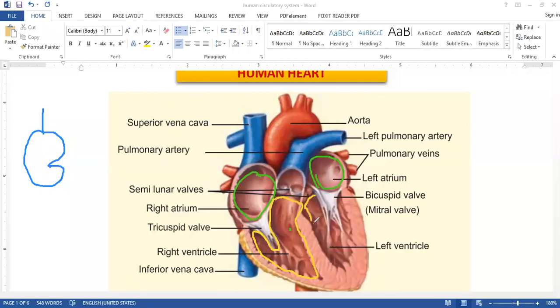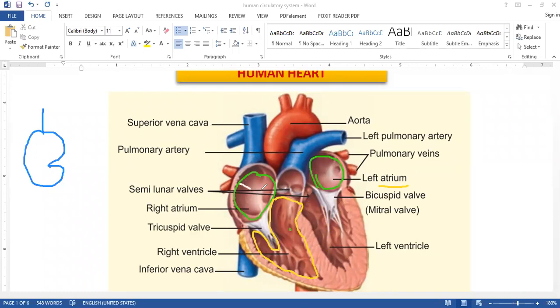And here I can draw. This is another chamber. So there are 4 main chambers in the human heart. The upper chambers, the chambers present above, can be called the atrium, or atria, right?